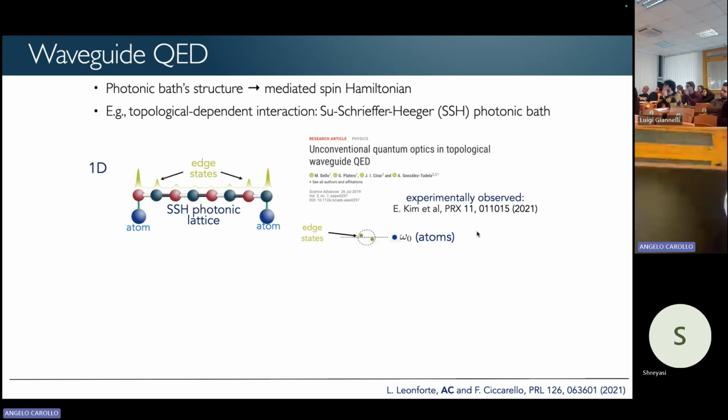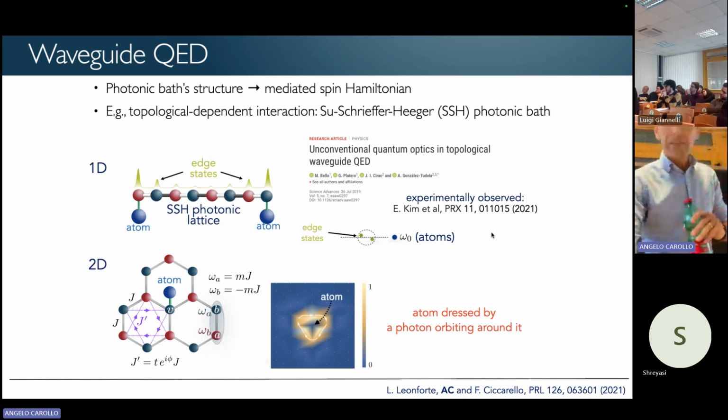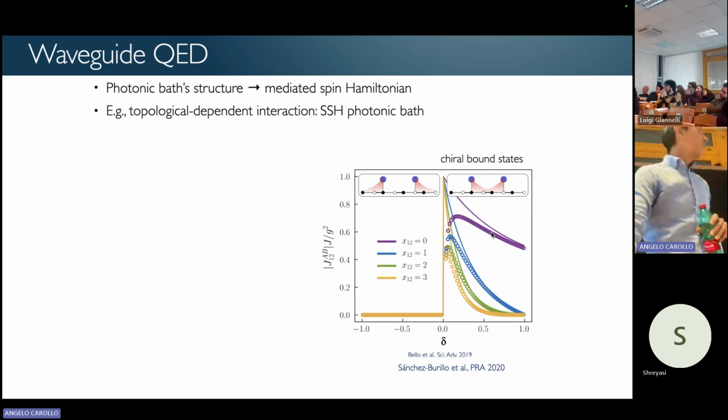You can also show very nicely that if you have a structured environment, a structured photonic lattice, you can devise interesting atom-atom interactions which inherit some nice topological properties of the lattice, and you can exploit this in many different ways. But this is not the topic of today. You can also show that if you place an atom in a peculiar 2D lattice called the Haldane lattice, you can observe the formation of peculiar bound states where the photon kind of orbits around the atom in the center. So there is one photon orbiting around it, and this photon again has interesting topological properties.